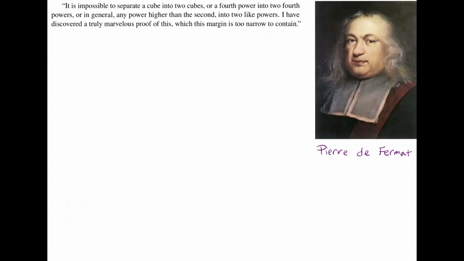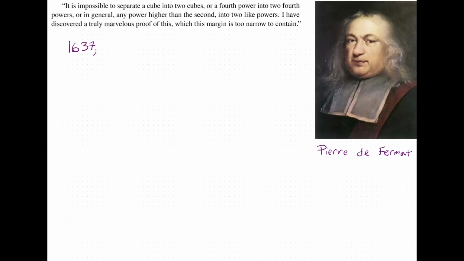The story of Fermat's last theorem starts off in 1637 when Pierre de Fermat, a lawyer, not a mathematician, wrote the following in his copy of Diophantus' Arithmetica. He wrote this marginal note: it is impossible to separate a cube into 2 cubes, or a fourth power into 2 fourth powers, or in general any power higher than the second into 2 like powers. And then he says, I have discovered a truly marvelous proof of this, which this margin is too narrow to contain.